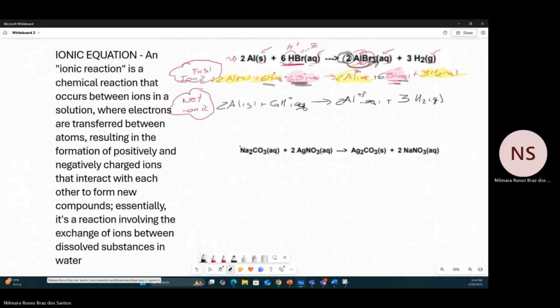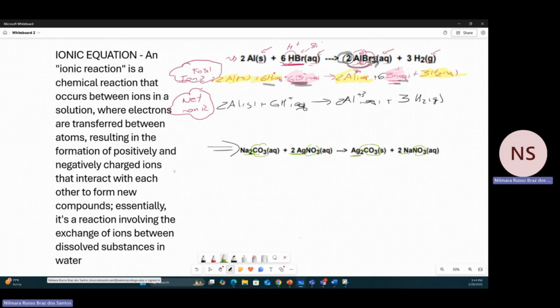Okay, so let's try another one, because I think we need to practice. So first thing, check if this is a well-balanced equation, right? And if it is, we can keep it going. I can see that I have 2 sodium over here, 2 sodium over here, 2 silver over here, 2 silver over here. I have 1 carbonate over here and 1 carbonate over here, 1 nitrate over here, and 1 nitrate over here. Perfect, it's well balanced.